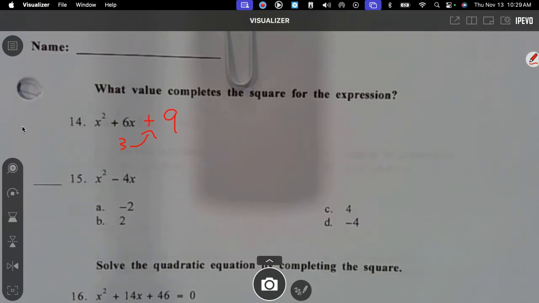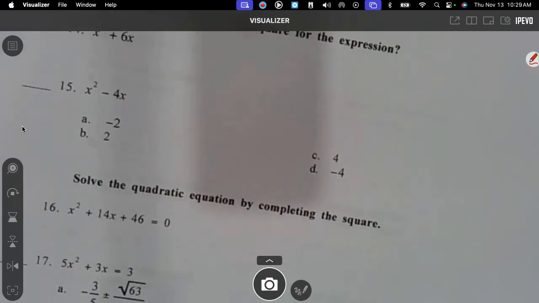What do you do, Edward? There you go. Completing the square. You take half of it and square it. Okay. Plus 9. The next one is 16.